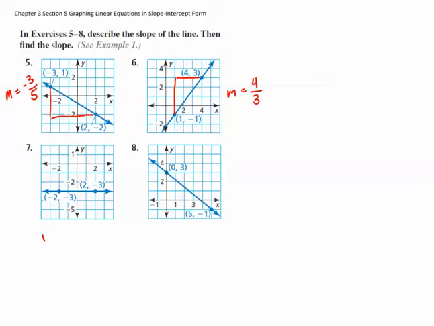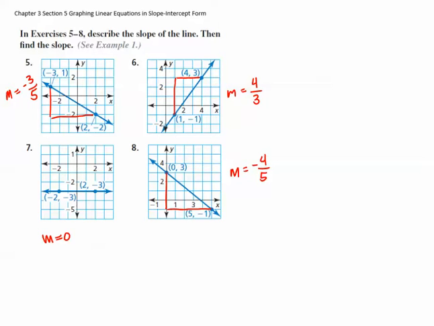Horizontal lines have slopes of 0. Vertical lines have undefined slope. There is no slope. Undefined, we say. We don't say no slope, but we say it's undefined. But a horizontal line has a slope of 0. Then with number 8, we're going to go down 4 and right 5, so we have a slope of m equals negative 4 over 5.